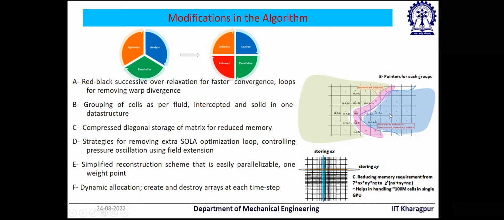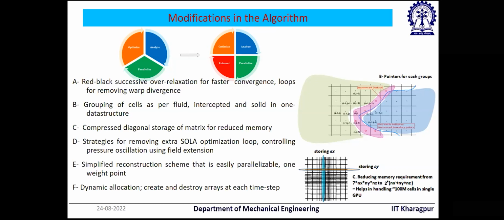For the different solution strategy at different cells, we have grouped the cells as fluid, intercepted, and solid cells, and made three different 1D data structures and ran the loop over that. We used a compressed diagonal storage for the matrix because it's a regular Cartesian mesh along the x direction. All the points will have the same weight in I+1 and I-1 in the matrix location.